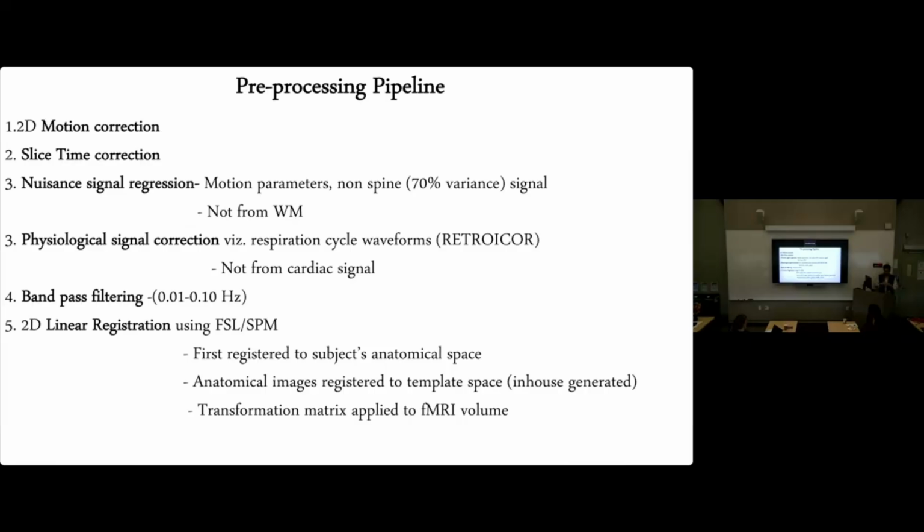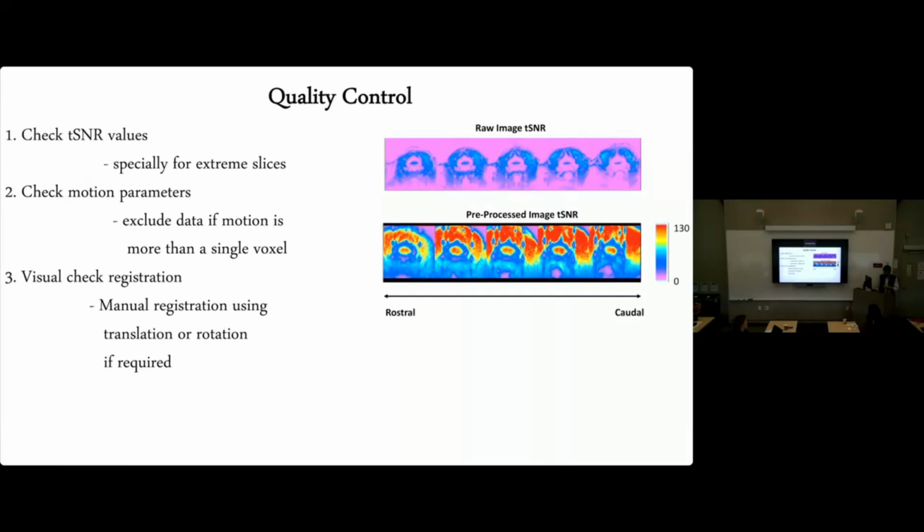We use FSL, SPM, and sometimes we are also trying to move towards ANTs for this purpose, in which the normal procedure involves first registering the functional imaging data to the subject space, and then registering the subject data to the template space. And we have an in-house developed template also. And finally, using the transformation matrix from the subject's anatomical space to the template space and applying that to the functional data. So that's the normal pipeline that we follow.